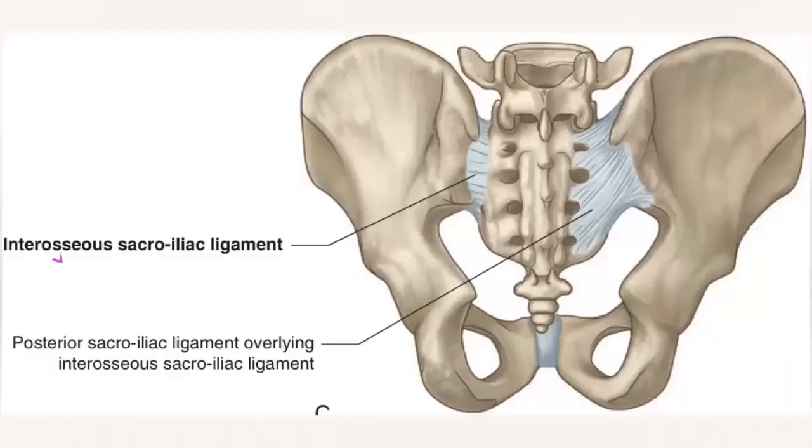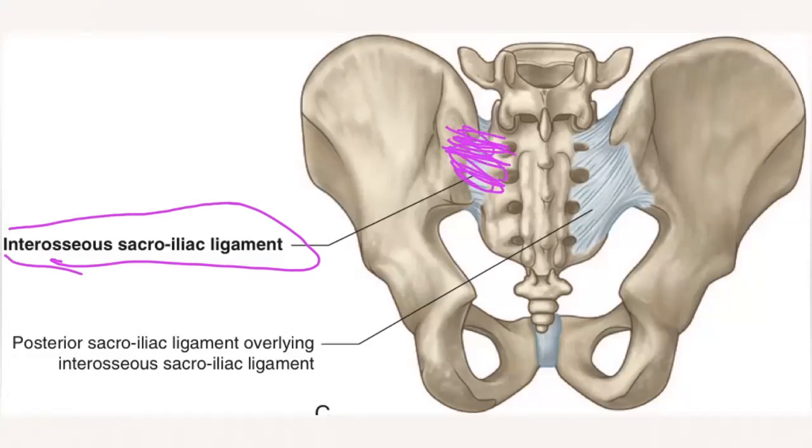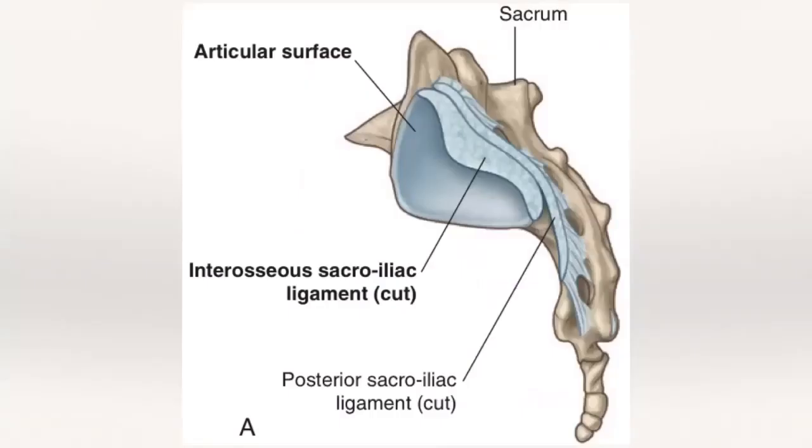This is the intrasacroiliac ligament, which is covered by the posterior sacroiliac ligament, right? The most stable and toughest structure in the sacroiliac joint is the intrasacroiliac ligament. Okay, you already learned that. You see, the intraosseous cut edge, right? And this is posterior. So intraosseous is covered by posterior, right? Ligaments. All of these are attached to the sacrum, right?